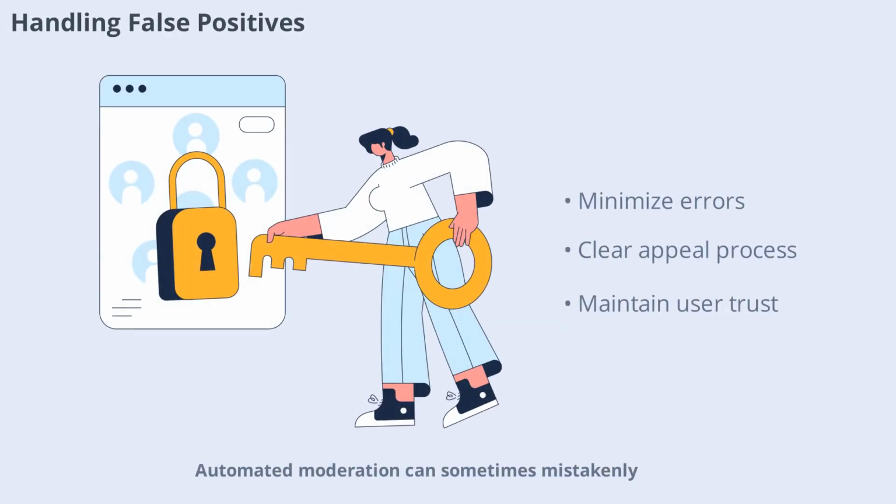Automated moderation can sometimes mistakenly flag legitimate content as violations, known as false positives. Platforms must provide clear appeal processes and regularly review flagged content to minimize errors. Transparency about how mistakes are handled reassures users and maintains trust.